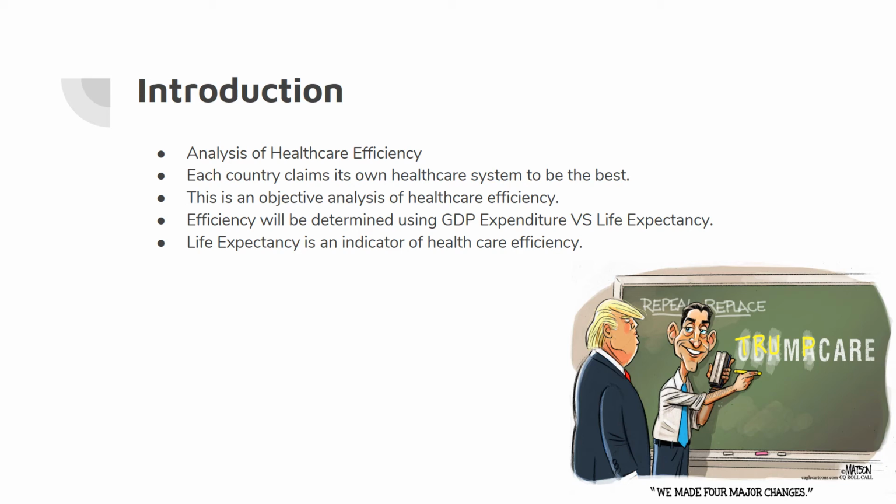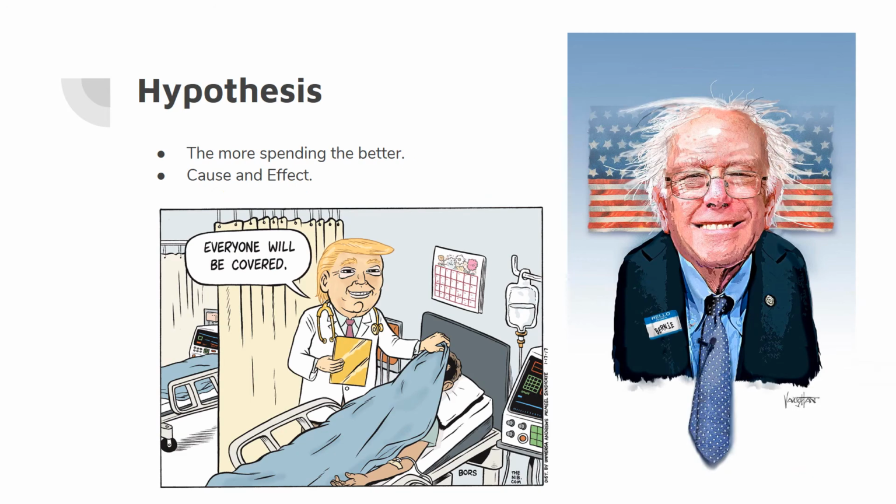So the government expenditure is going to be measured in terms of percent GDP, and that's straightforward because that's how much a country spends on healthcare. I'm going to use life expectancy as a measure of healthcare efficiency. And the reason is because life expectancy is really used across many different credible organizations such as the OECD and the United Nations. So it makes sense to use that to determine whether a healthcare system works or not.